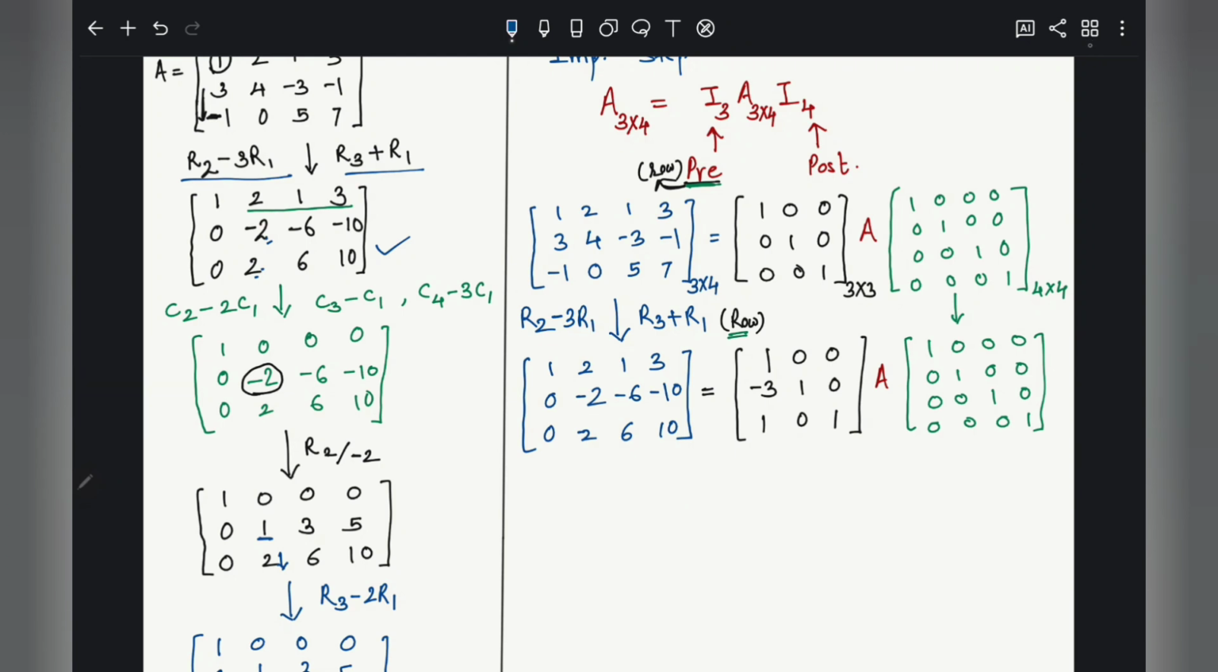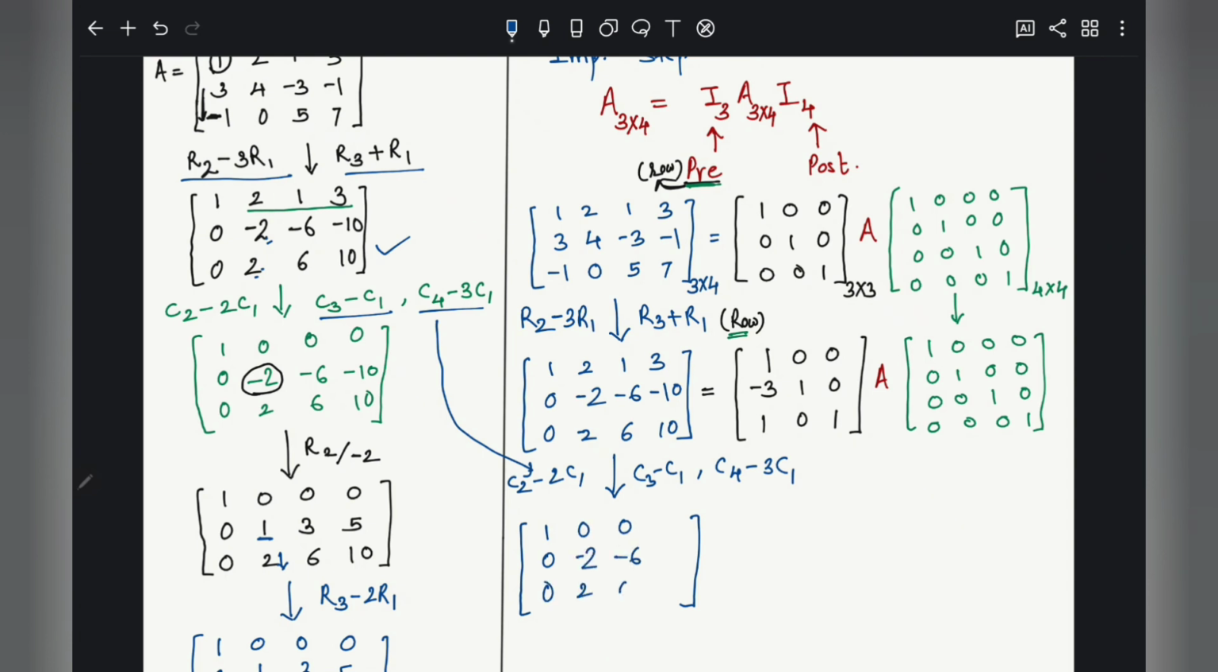Now next, again we will proceed in a similar way. You just see what steps we did. After that we did column operations, that is C2 minus 2C1, then C3 minus C1 and C4 minus 3C1. The same operations I will do here. So the left hand side matrix will convert to this: 0 minus 6 6, 0 minus 10 10.